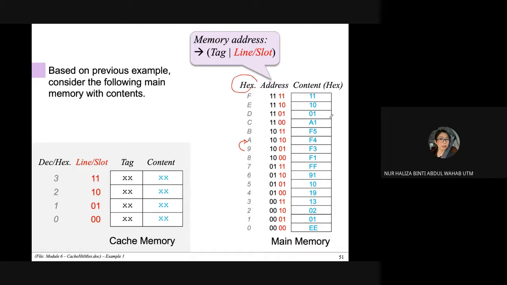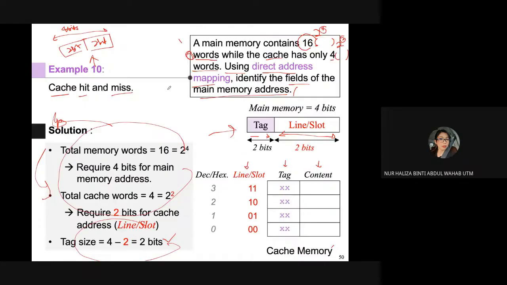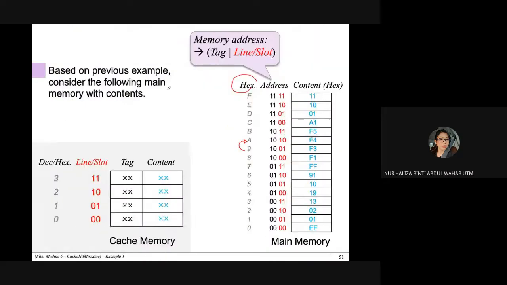This one is, I think, just an example. What is the content in the hexa over here? Because there is no clue what is the content inside in the question. Based on the previous example, consider the following main memory with content. Oh, then it mentions consider. You need to reconsider what is inside. And this one is similar to beside here. You have the 4 possibilities for your cache memory.